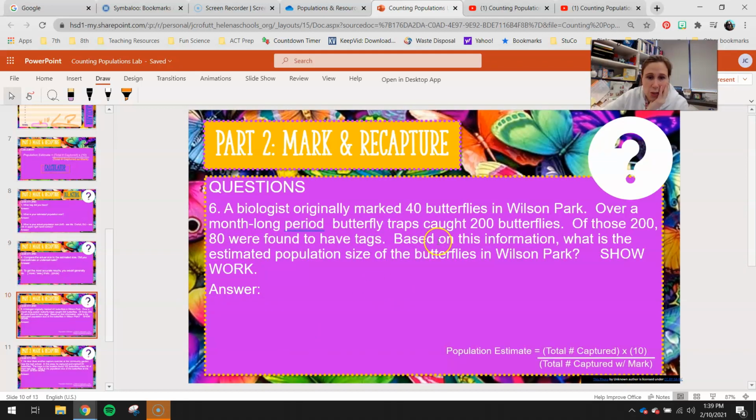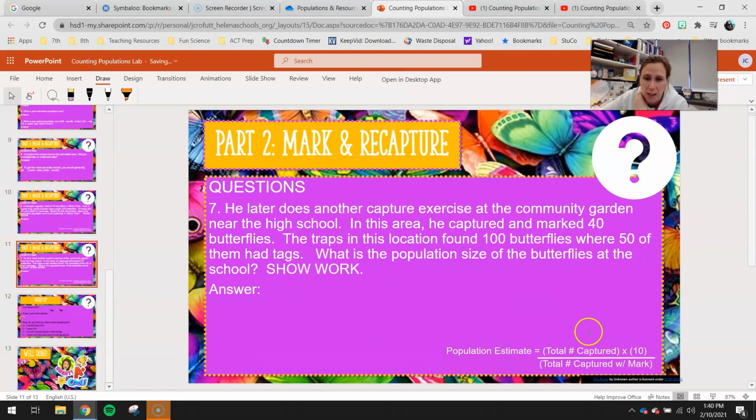And then you have 2 examples to do right here. You are going to look at these examples and use the little population estimate formula that we just did on the tokens to calculate how many butterflies you think are in Wilson Park. You can use the draw tool to show your work and then type your answer in. Same with this one here. Here's your formula. You are again looking at how many butterflies. So go ahead, show your work using the draw tool and then type your answer.